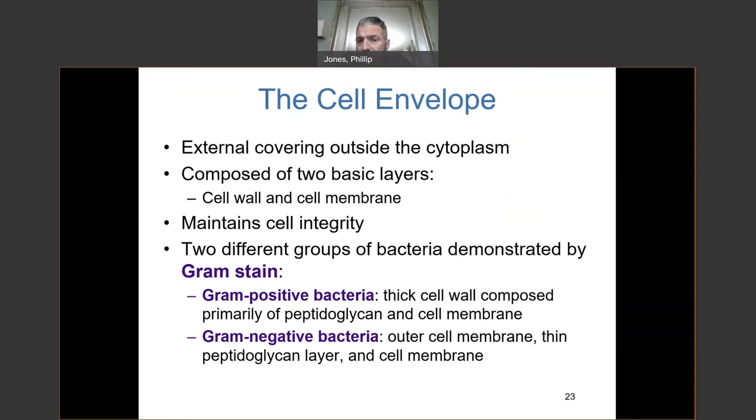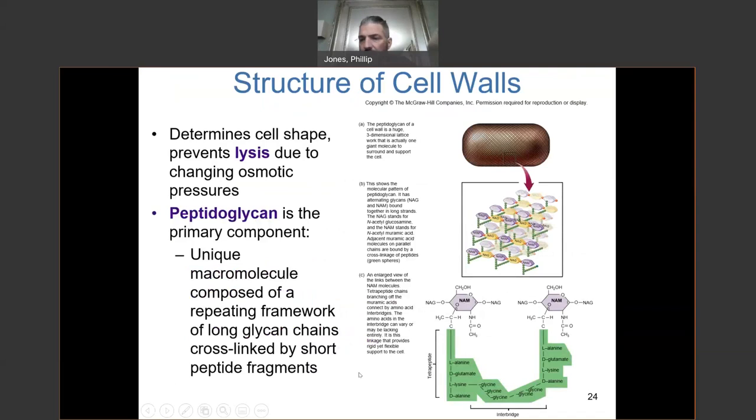So the gram positive really needs that cell wall to protect it from the osmotic pressure of the external environment. Gram negative bacteria have an outer cell membrane, a thin peptidoglycan layer, and an internal cell membrane. So please know that. It's really central dogma for microbiology. The gram stain is the gold standard for determining whether something is gram positive or gram negative. And it really helps us determine the organism.